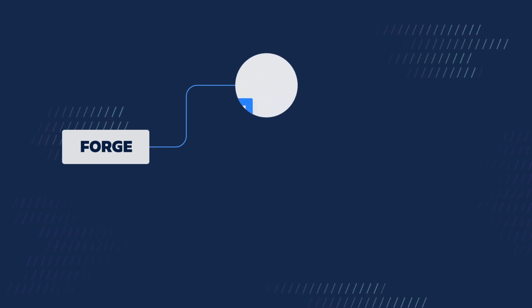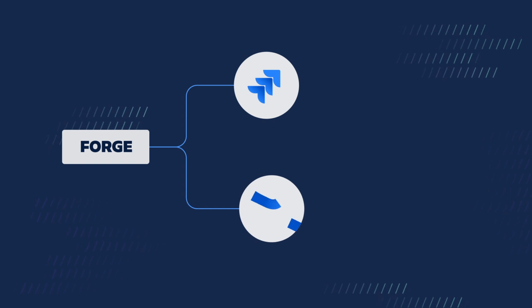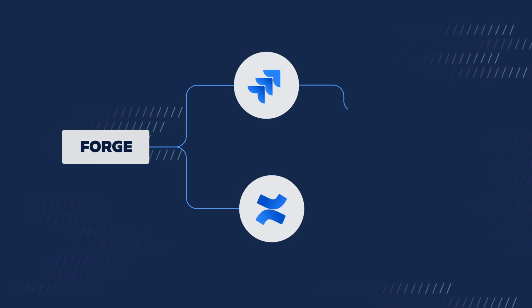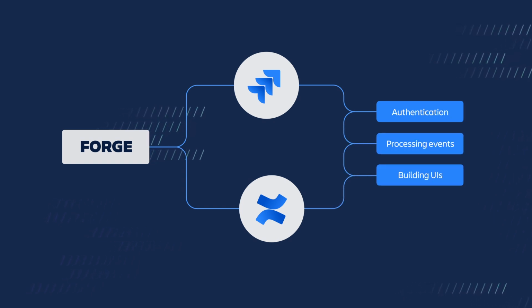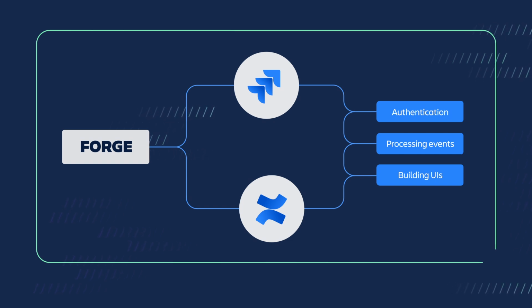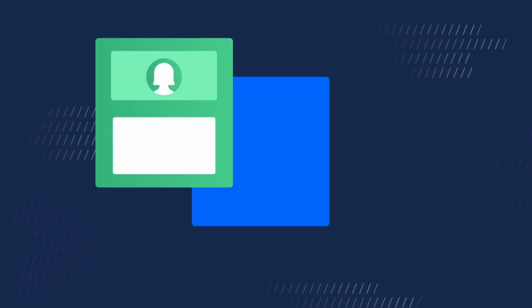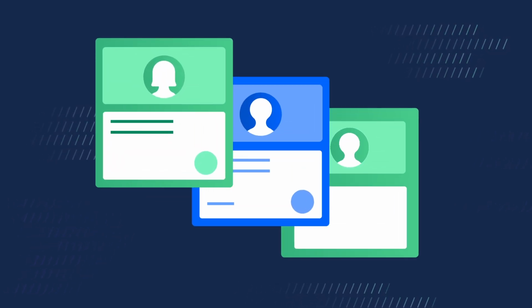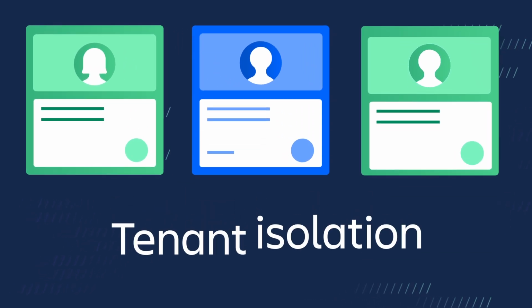Forge is also configured to work seamlessly with Atlassian products and services, so you never have to waste time hooking things up under the hood. It provides easy methods for authentication, processing events, and building UIs. You can also be sure that your backend is configured securely to protect customer data in Atlassian's secure environment. In addition, Forge also automatically keeps the data and operations of one person using your app separate from your other customers, a concept known as tenant isolation.